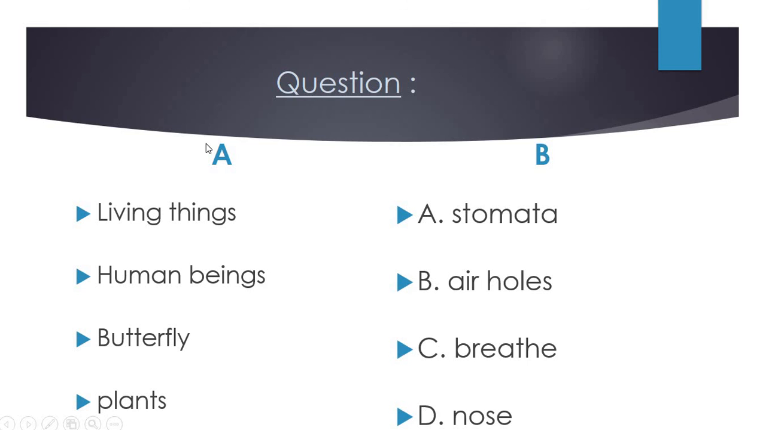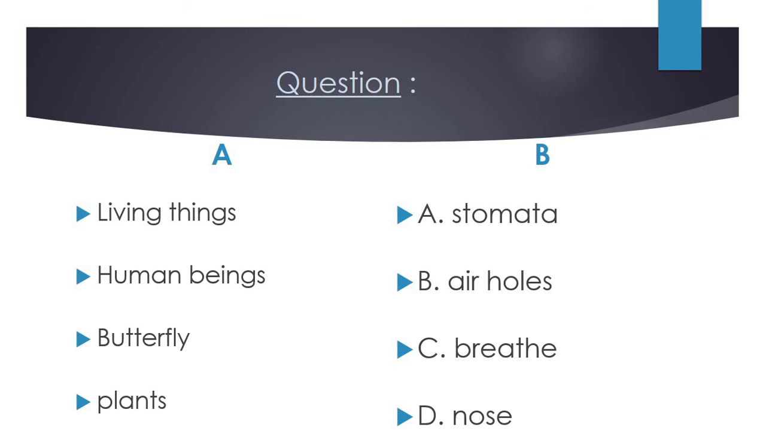Okay, so I hope you have started writing column A. I'll read both the columns. Column A: living things, human beings, butterfly, plants. Column B: stomata, air holes, breathe, nose. This is also super easy if you have understood the chapter properly. I hope that you have written column A by now.